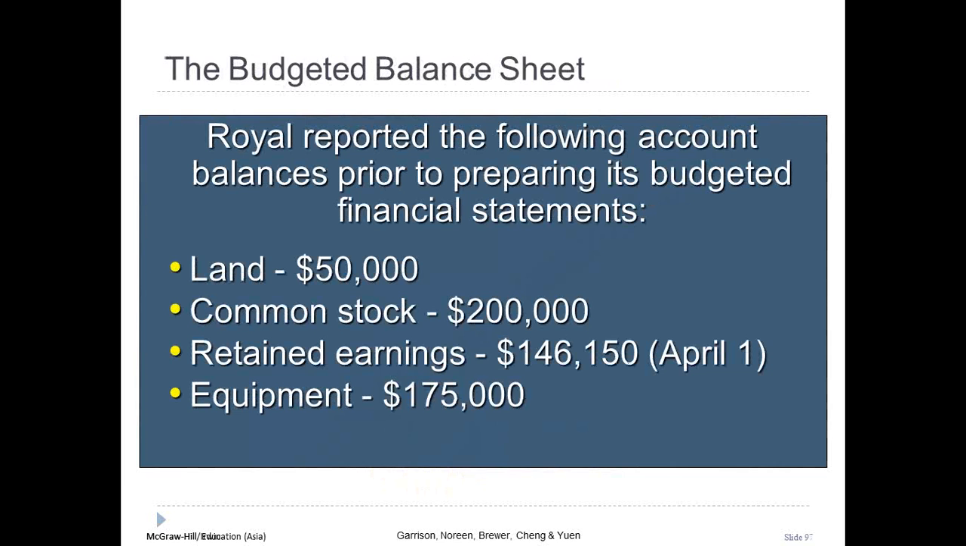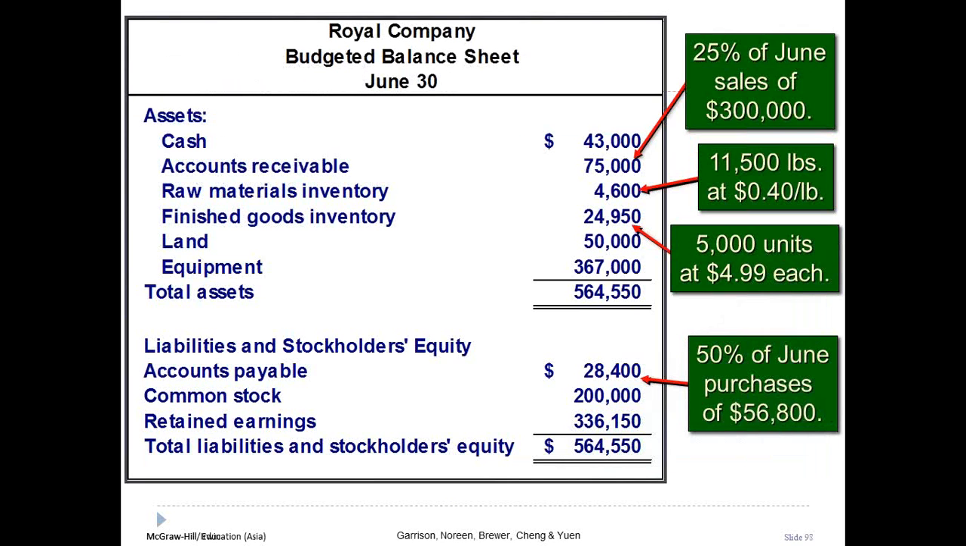Here's the information. You can see our cash balance of $43,000 comes directly from the cash budget. Accounts receivable, $75,000, is 25% of June sales, which were $300,000. Raw materials inventory of $4,600 is calculated by multiplying the ending inventory of raw materials in pounds by cost per pound. The finished goods inventory is $24,950. It's taken from the ending finished goods inventory. The land and equipment amounts are given. Accounts payable is 50% of June's purchases, and the balance in the common stock account is given.